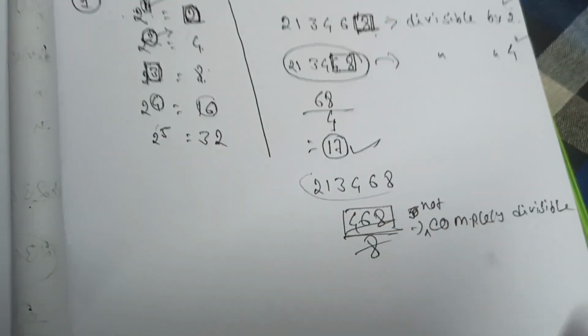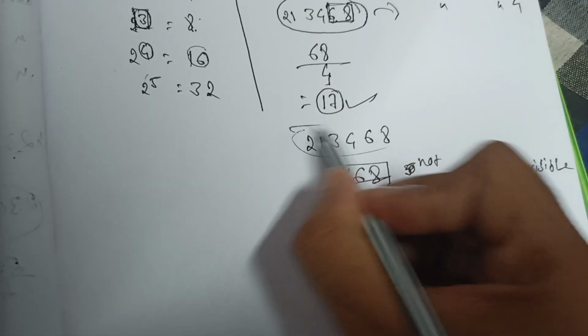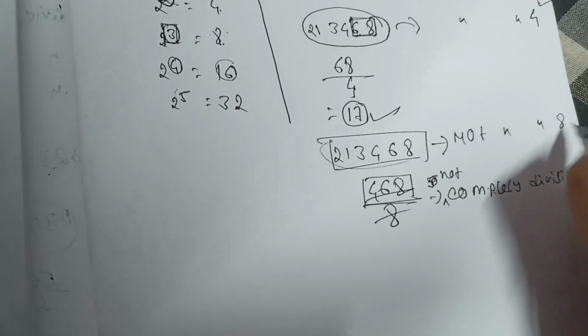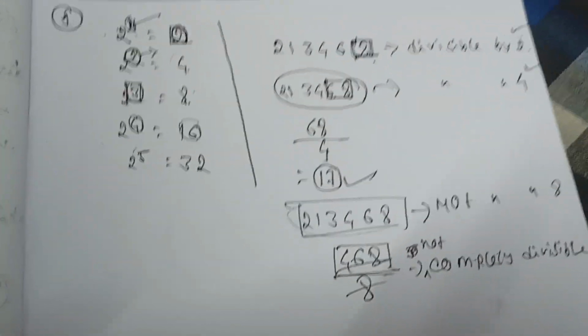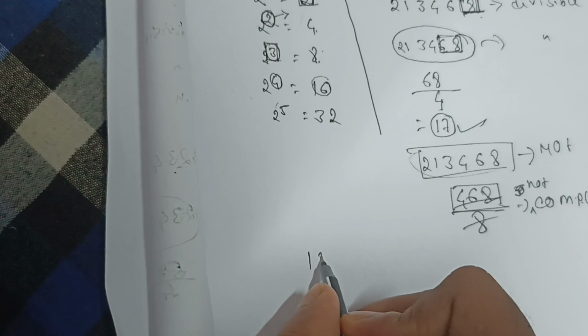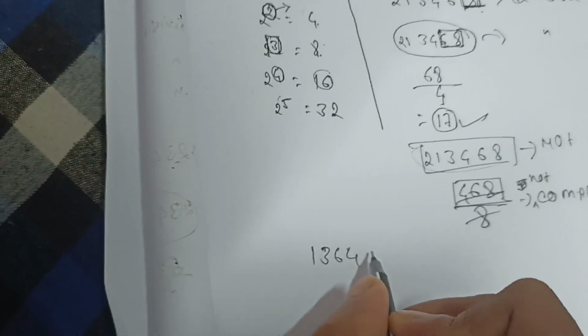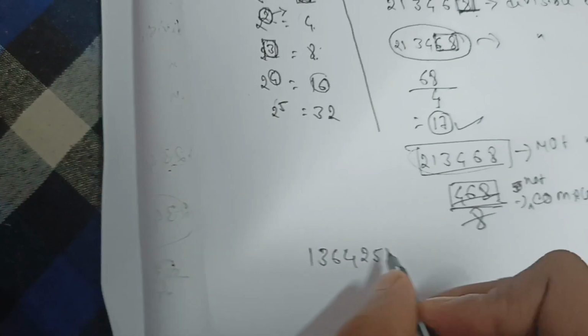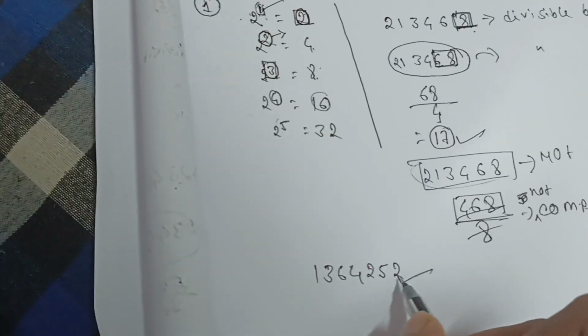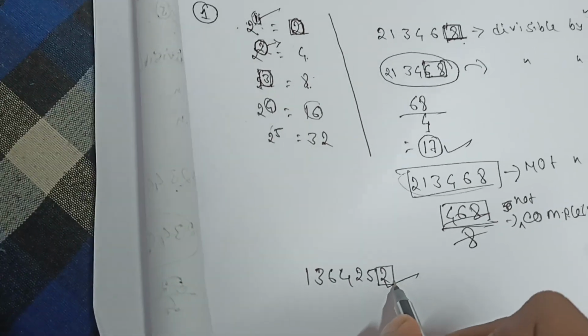So here we can say that the total number is not divisible by 8. Okay, so we will learn about this one. Like this one, I am taking one more example, any number 1364252. This number is divisible by 2, because the unit digit is a multiple of 2.